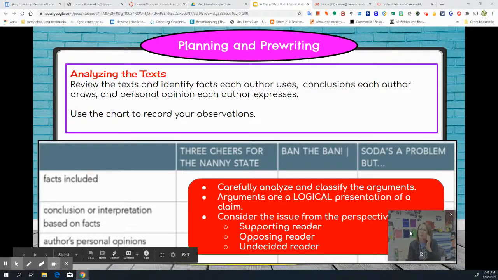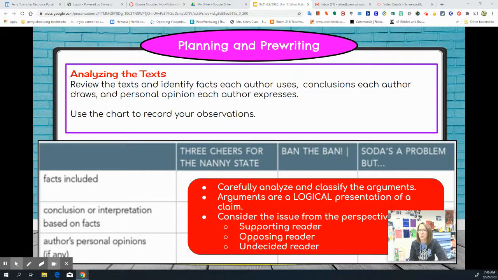All right, so this is how you're going to get to that paragraph. First, we've got to analyze the text. So you're going to review the text and identify facts each author uses. Okay, so remember, facts are things that you can verify. It might be like a common knowledge fact, or it could be something where they're showing their research.